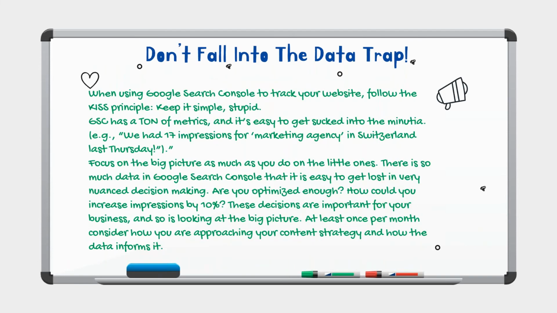Don't fall into the data trap. So just like when looking at any tool, right? Google Search Console, there is so much in here. There's a lot. So follow the KISS principle with this, right? Keep it simple, stupid. There are tons of metrics and it's easy to get sucked into the minutia of things. Like I could say, if I looked at it, I had 17 impressions for marketing agency in Switzerland last Thursday. Like, what's going on? Why all of a sudden am I showing up in Switzerland? What's happening, right? Want to let those things go and focus on the big picture more, or at least as much as you do any little ones.